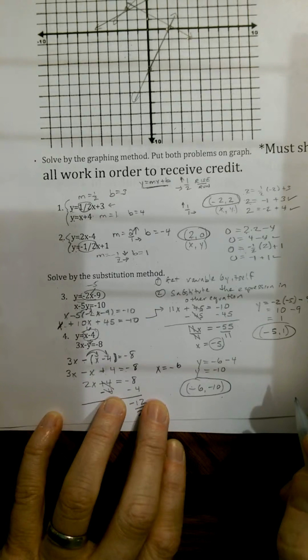So that's it for numbers 3 and 4. Well, let's go ahead and do 5 and do all the substitutions together.